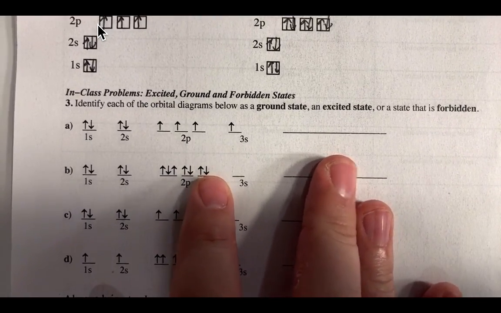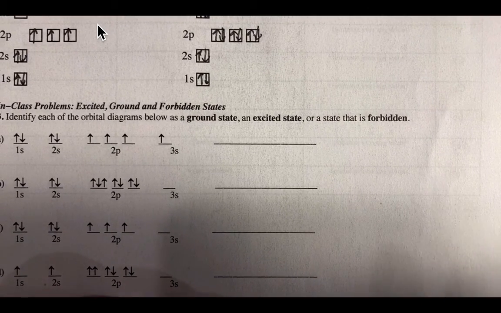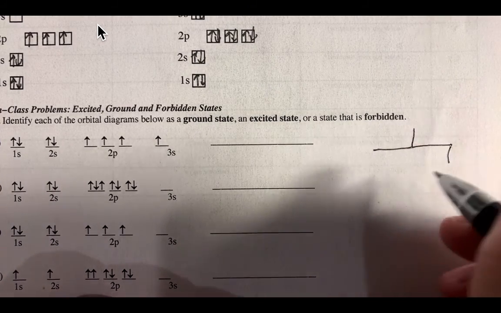All right, we'll move on to number 3 here. So let's approach this first by figuring out if we have an excited state, figuring out whether we have an allowed or forbidden electron configuration first. So let's do this as a little flow chart.